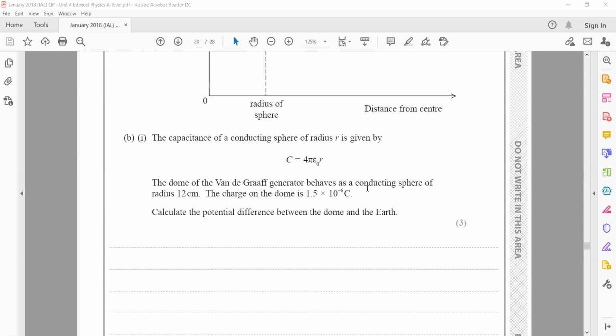The capacitance of a conducting sphere of radius r is given by C equals 4 pi epsilon r. The dome of the Van de Graaff behaves as a conducting sphere of radius 12 centimeters. The charge on the dome is 1.5 times 10 to the minus 6. Calculate the potential across the dome. So, the dome and the earth. How can we calculate the potential across the dome and the earth? First we have the charge, we have the distance.